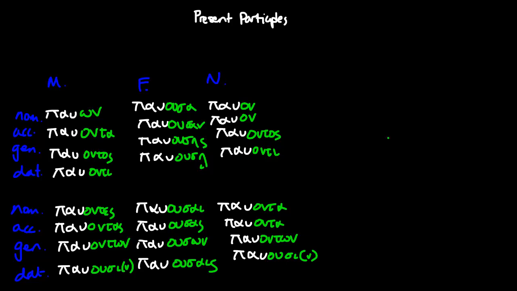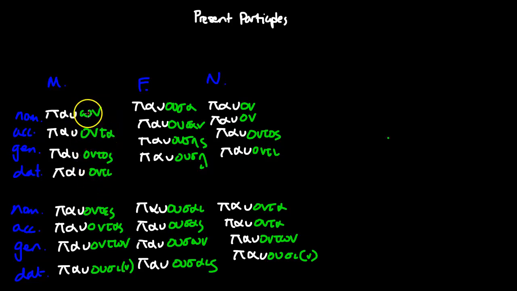Present participles are 313, which means that, as you can see, it has three forms: masculine, feminine, and neuter. It's described as being 313 because the masculine goes like a third declension noun, feminine goes like a first declension noun, and the neuter goes like a third declension noun. So here are all your forms. In white you have the basic present stem, and then in green you have the endings.